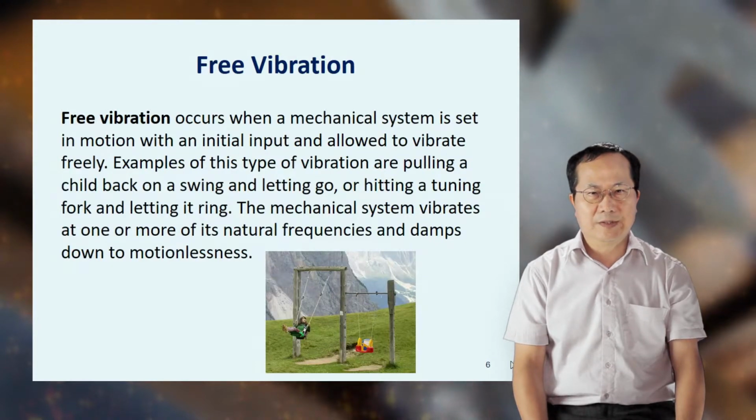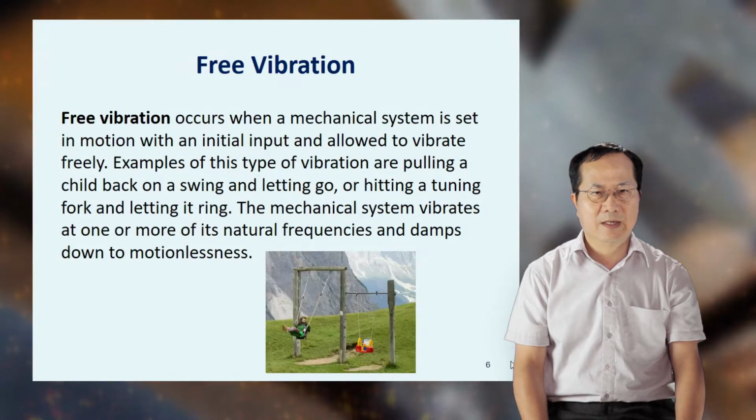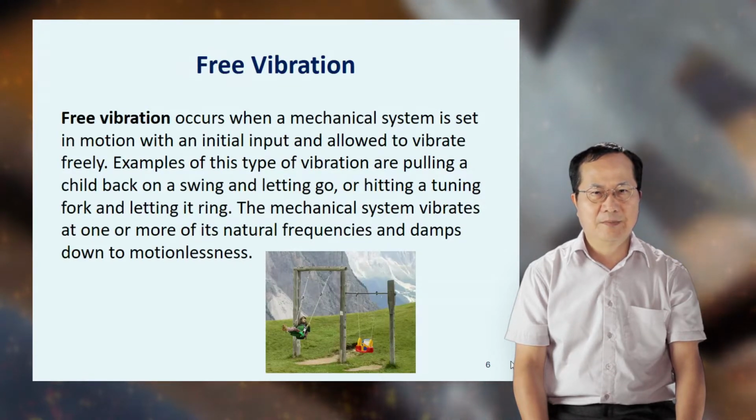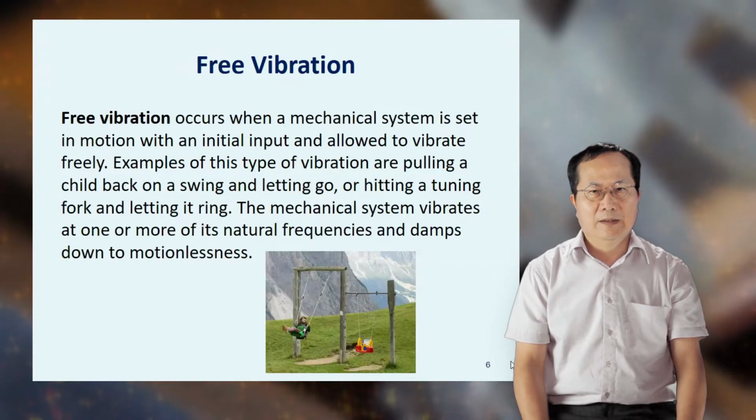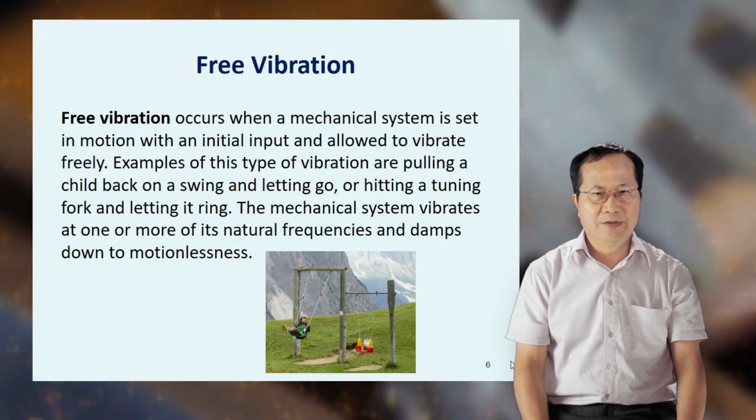Free vibration occurs when a mechanical system is set in motion with an initial input and allowed to vibrate freely. Examples of this type of vibration are pulling a child back on a swing and letting go, or hitting a tuning fork and letting it ring. The mechanical system vibrates at one or more of its natural frequencies and is damped down to motionlessness.